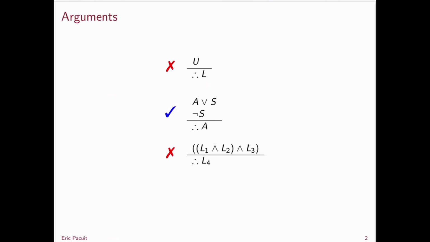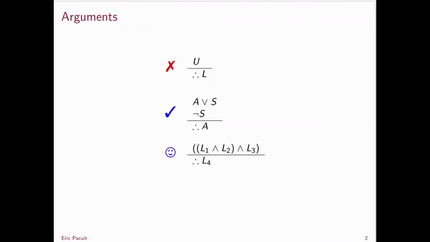On the other hand, for the second argument, it's not possible to find a truth value assignment that makes A or S true, not S true, and somehow makes A false. If A or S is true, then either A is true or S is true. But then if you tell me that S is in fact false because not S is true, the only way for that to happen is if A is in fact true. So according to deductive logic, argument 2 is valid, but arguments 1 and 3 are both invalid.